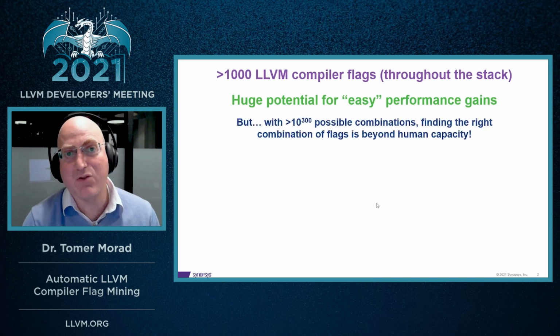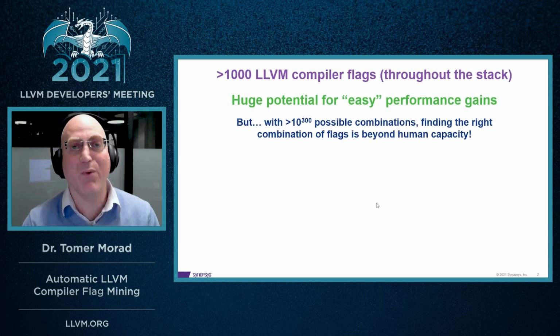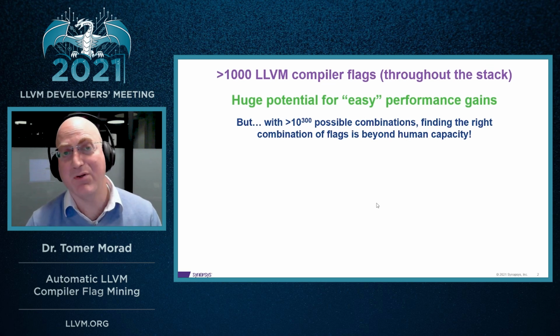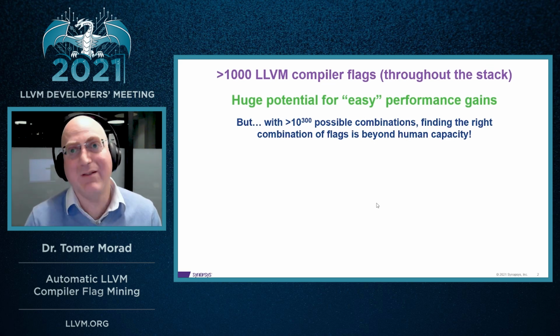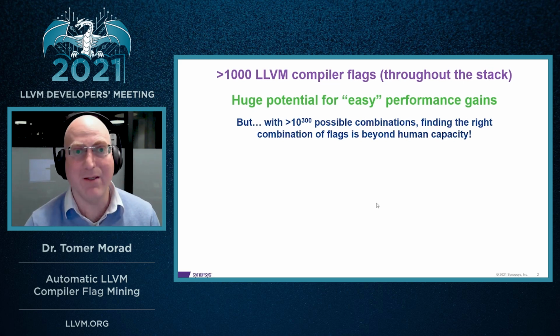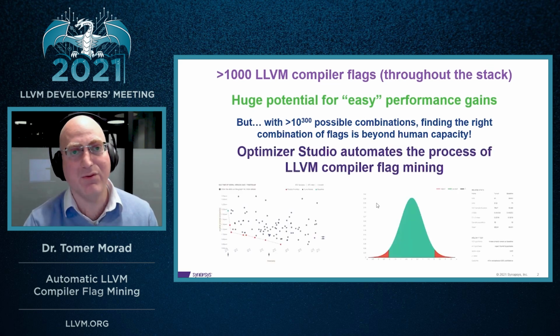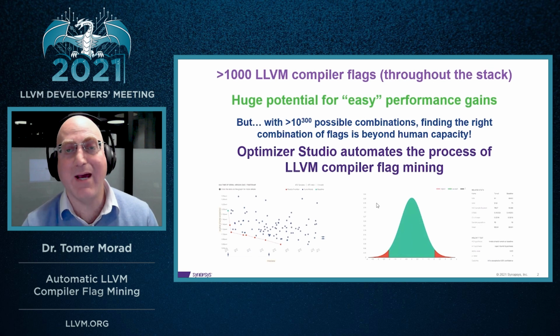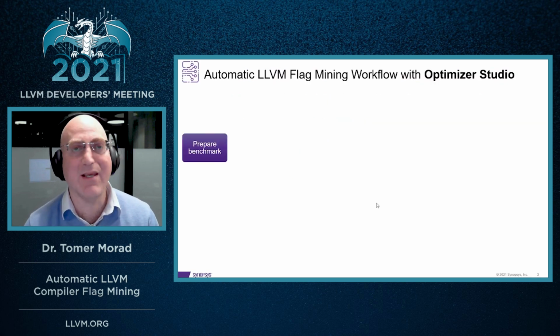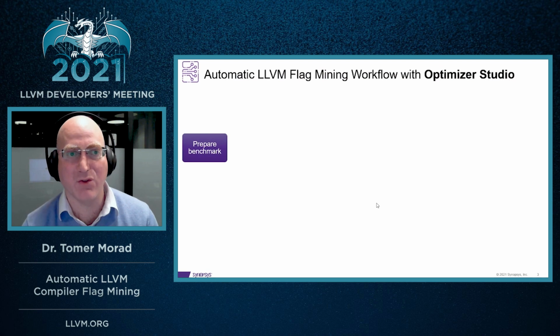So there's a huge potential, but if you look at all of these flags and try to brute force your way into it, it's going to be impossible because there are more than 10 to the 300 possible combinations, way beyond the human capacity. So you need a tool to do that and to do it smartly. I want to talk to you today about Optimizer Studio and how it automates the process of LLVM compiler flag mining. So let's say you're an engineer and you want to mine your compiler flags in your application.